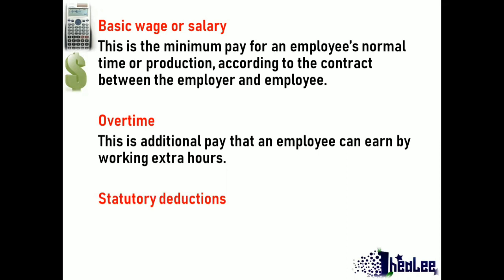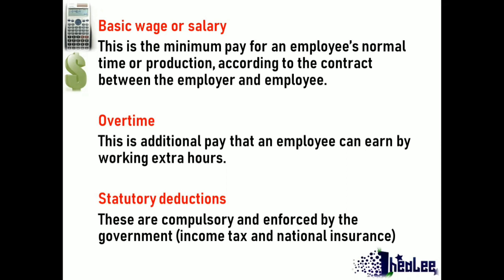Next, statutory deductions. So we have two types of deductions. We have statutory and we have voluntary deductions. We're going to zero in on statutory deductions first. These are compulsory and enforced by the government, for example, income tax and national insurance. So basically, you must pay them by law. It's stipulated by law that out of your pay, whenever you work, you must pay these taxes, these deductions, right? Statutory deduction is also referred to as involuntary deduction. They are compulsory deductions. So they can be referred to as involuntary or compulsory deductions.